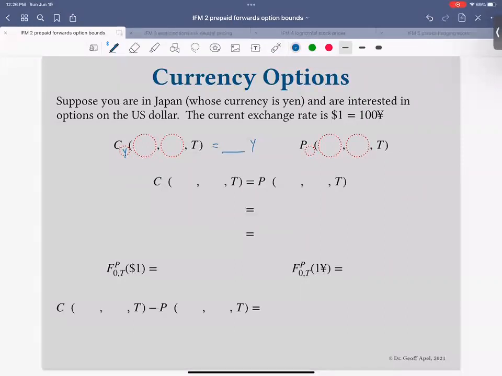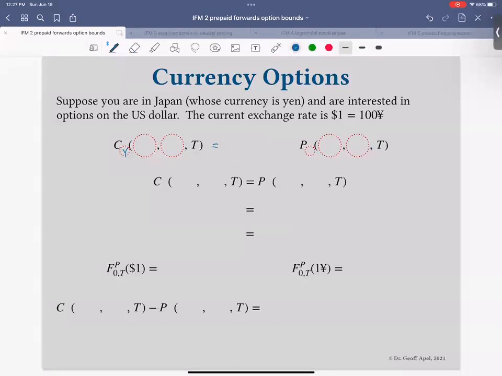This call is what they would call yen denominated, because it's going to be expressed in yen. That's my domestic currency. So this yen means your answer is in yen. And that means if they give you, like, 2.5 for this call, it's 2.5 what? 2.5 yen. Okay. All right.